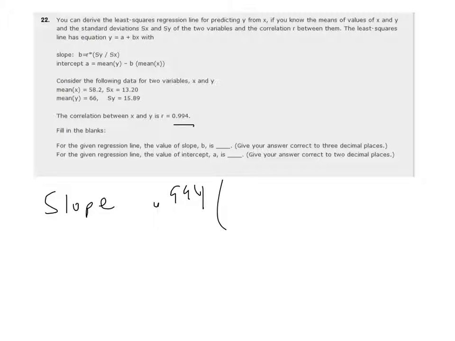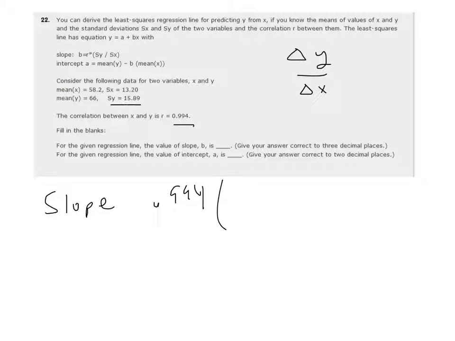The way I remember this formula is, you remember from algebra, we use the change in y over the change in x to find the slope with a linear equation. Well, that's the same thing that's going on here, where they told us standard deviation of the y over the standard deviation of the x. So it's y over x again.